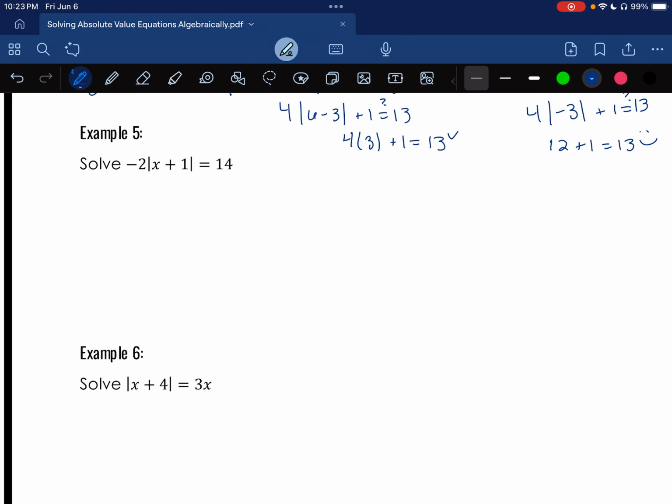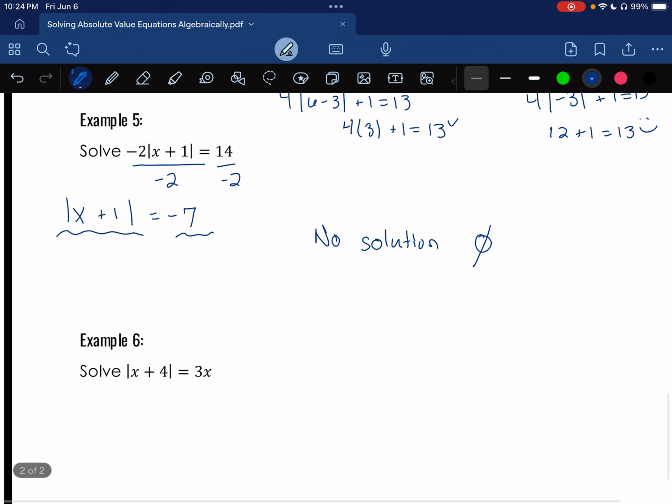All right, so to isolate this absolute value, we have to divide both sides by negative 2. So I have the absolute value of x plus 1 is equal to negative 7. Uh-oh. Can we have the absolute value, which is always positive, equal to a negative number? We cannot. So we say no solution. Or you can use this little symbol, the empty set, if your teacher is fine with that as well.